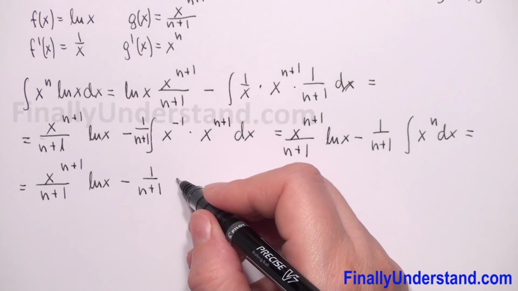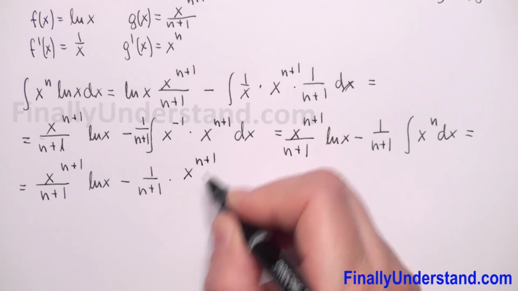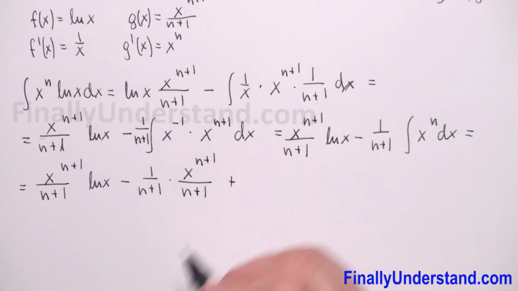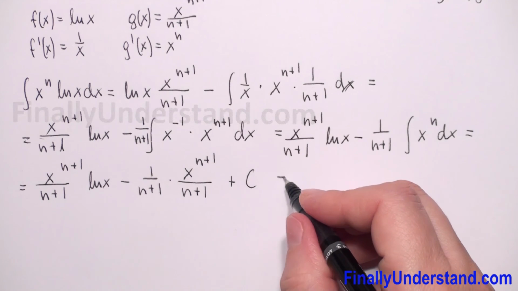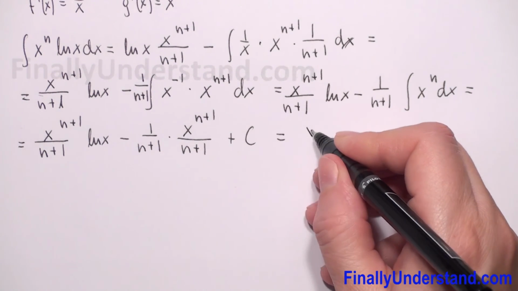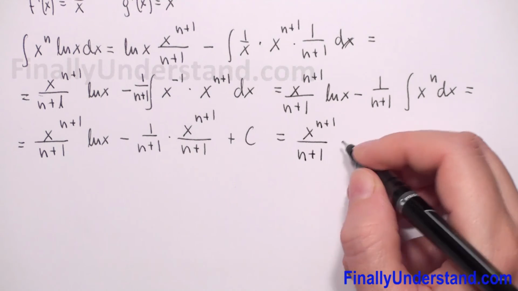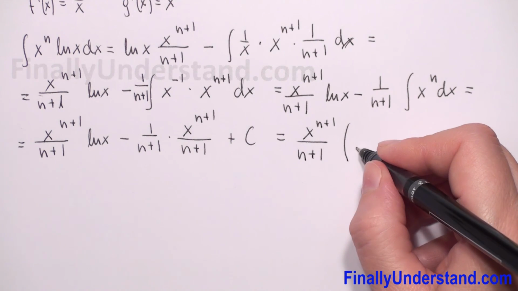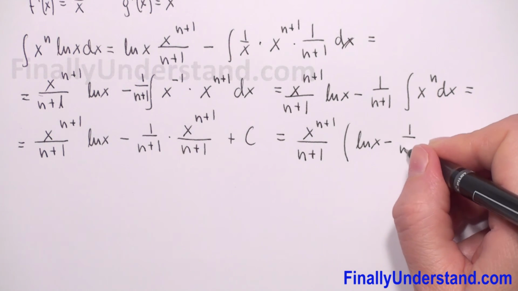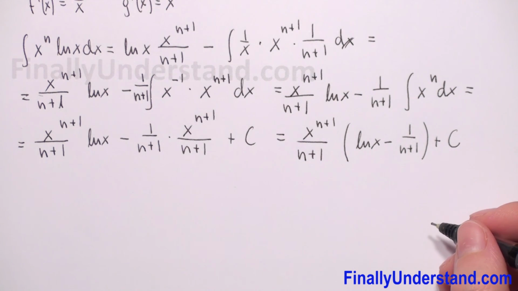So we will use the formula that this is equal to x to the power n plus 1 over n plus 1 plus constant c, of course. So this is equal to, we can factorize x to the power n plus 1 over n plus 1. In parentheses we will have the natural logarithm of x minus 1 over n plus 1, plus constant c. This is my solution.